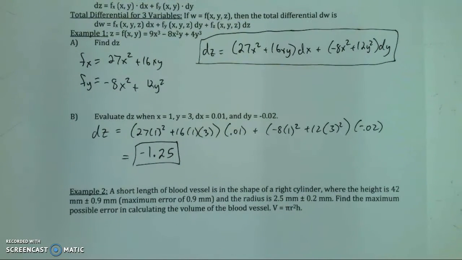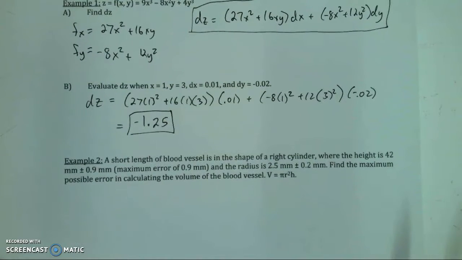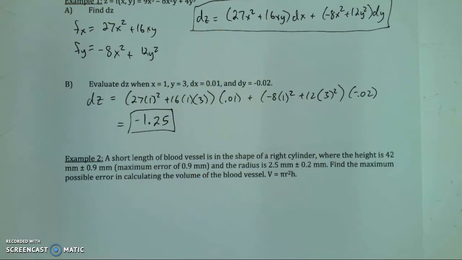Let's do an application type problem with a total differential. So here we've got a blood vessel, which is in the shape of a right cylinder. The height is 42 plus or minus 0.9. Basically, there's an error. It's not a perfect cylinder. It has variability in there. And similarly for the radius, it's 2.5 with a maximum error of plus or minus 0.2. And then given that, what is the possible maximum error with the volume?